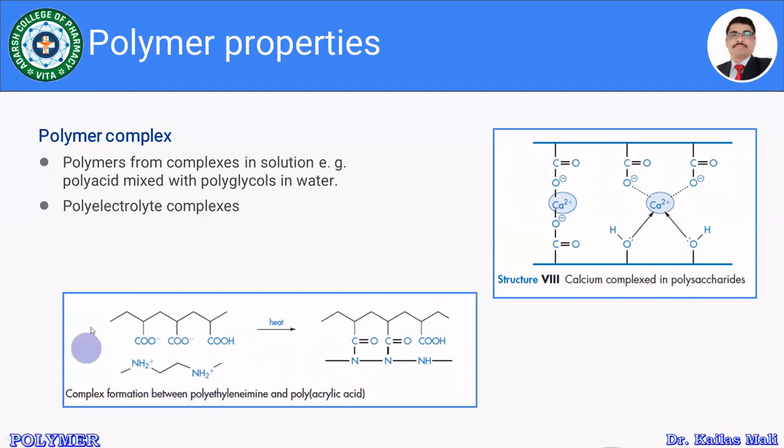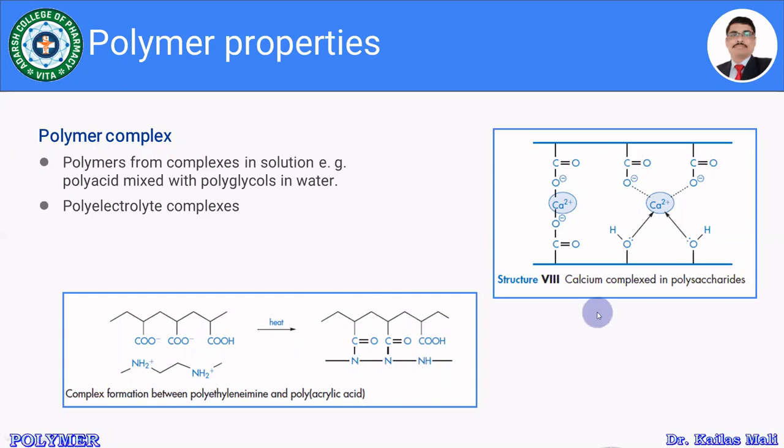Look at the figure here: the polyacid is mixed with the polyglycols in the water. Example of polyacrylic acid and polyethylamine. Polyethylamine consists of NH2 plus group, polyacrylic acid consists of COO minus. So there is an ionic interaction between the COO minus and NH2 plus, so we get the complex, and this complex has different physicochemical properties, and that will help us to design certain controlled drug delivery systems.